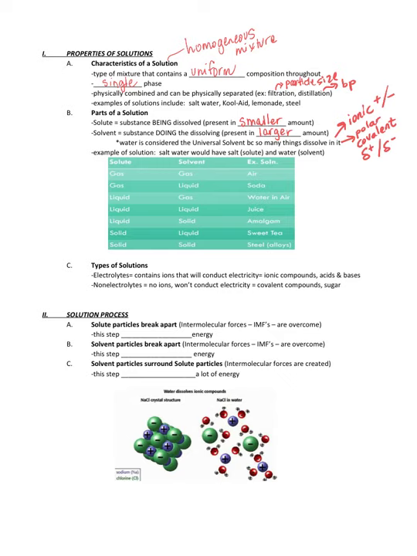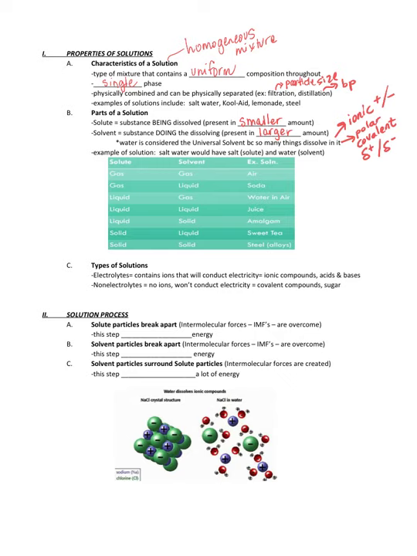Then we have types of solutions. You can have an electrolyte, letter C, or a non-electrolyte. An electrolyte is a type of solution that contains ions, and those ions, because they are free to flow and carry a charge, will conduct electricity. Anything that's an ionic compound that dissolves in water is going to be considered an electrolyte, for example, sodium chloride. Acids and bases, especially strong acids and bases, because they dissolve in water, will be considered electrolytes.